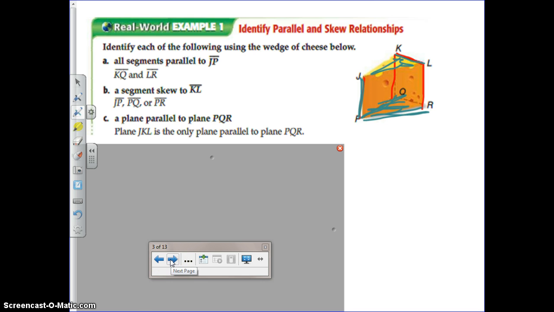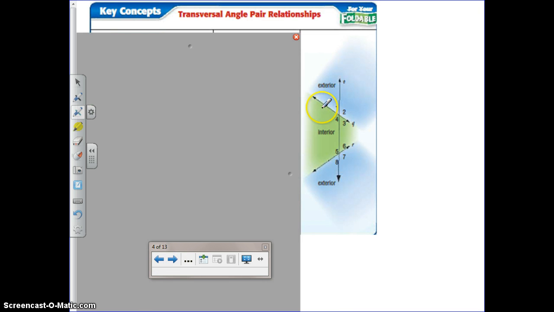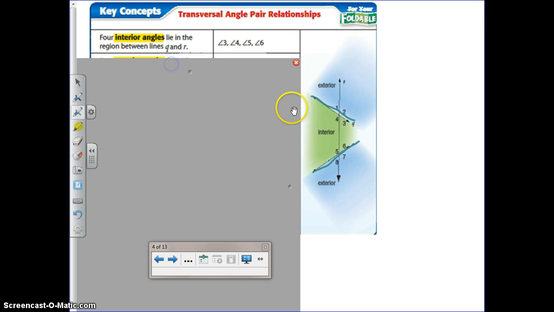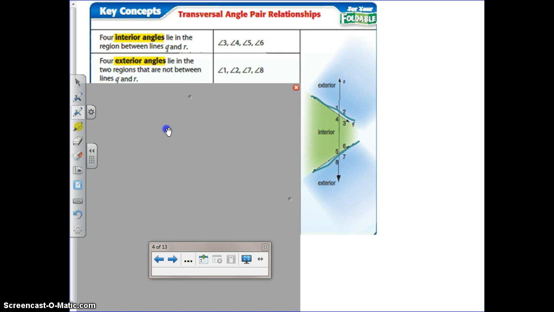All right, now we need to know these special angle pairs I was talking about. So go ahead and draw yourself a quick picture that looks like this. Two lines cut by a transversal, and then number the angles super fast. 1, 2, 3, 4, 5, 6, 7, 8. All right, first special angle pair is interior angles. So they are 3, 4, 5, and 6.